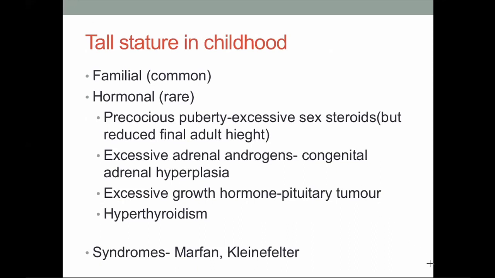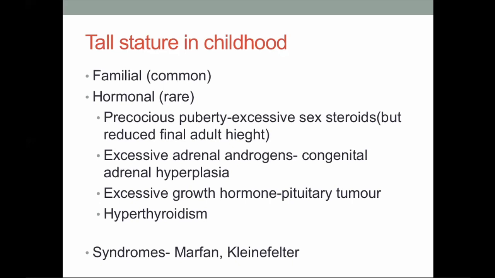And then a few slides on tall stature in childhood, which is hardly ever a problem for the child. So one, if you have very tall parents, you can be tall. Other things are more like postgraduate conditions. You can have early puberty and be very tall. If you have excessive androgens, like in congenital adrenal hyperplasia, if you have a tumor producing growth hormone, rarely, or if you have hyperthyroidism, it's uncommon, but these are causes for tall stature.